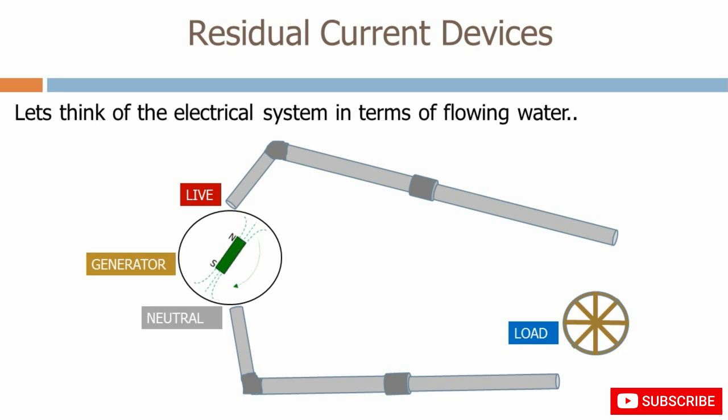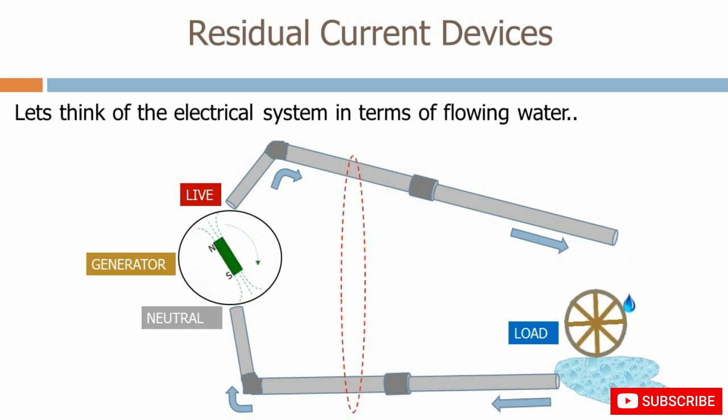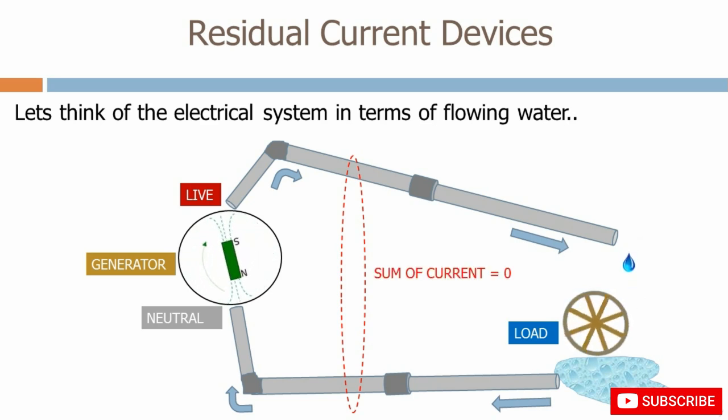Let's now start pumping the water around the system. The water flows through the live pipe, through the load, and back through the neutral pipe. The water flows quickly through the live pipe. The energy of the water is then used up by the load, and then the water flows slowly back through the neutral pipe. Let's now sum the amount of water flowing through the live pipe and flowing back through the neutral pipe. The sum of the water, or current, is zero, because the same amount of water flows through the live pipe as flows back through the neutral pipe.